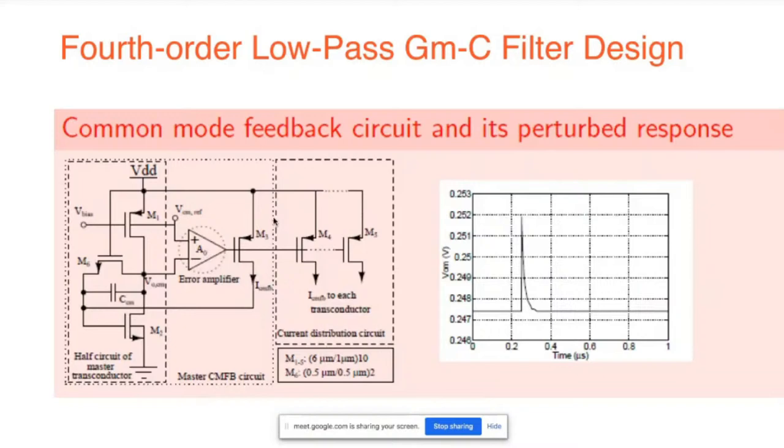With the gate, not with the common bulk-driven, the gate-driven amplifier. And then you have part of the circuit which is the same as our transconductance cell. And here we see one of the nodes of that amplifier is set as the common mode reference voltage, and then the output common mode voltage is given here.